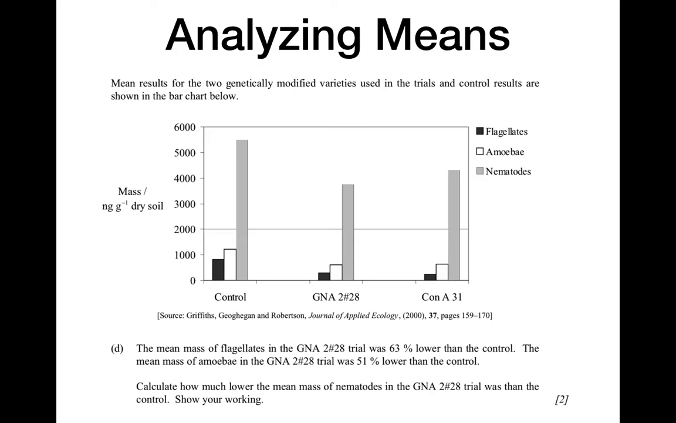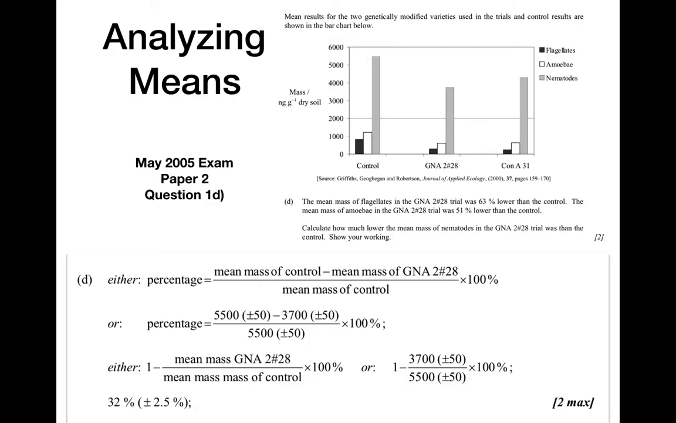Okay, here's another old IB exam question where you had to calculate how much lower the mean mass of nematodes is in these different samples. So again, give it a shot. It's good practice. Okay, and here's the answer key for that one. So check your work.